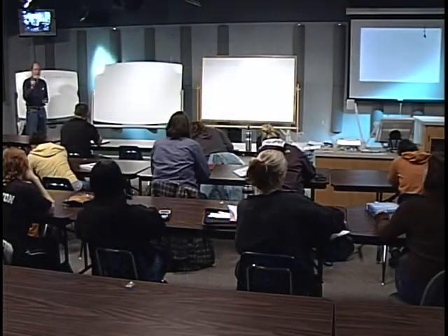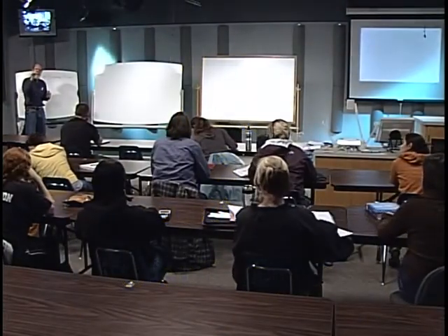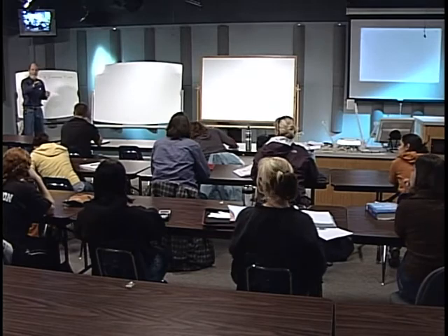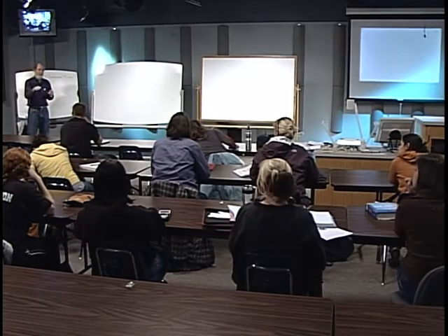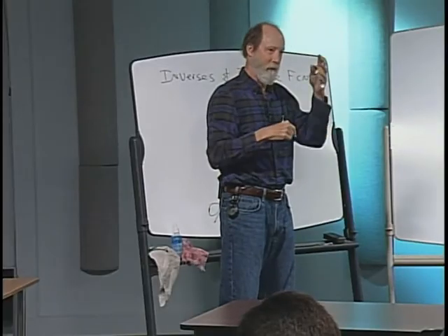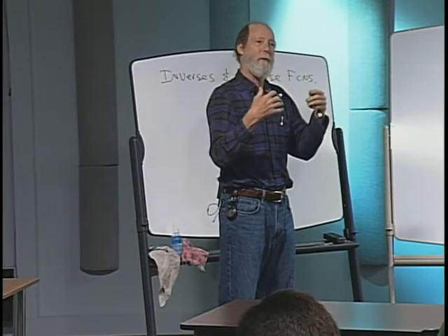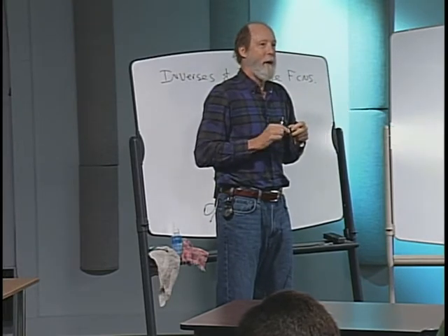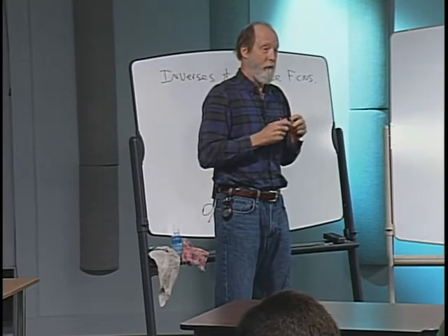Okay, the previous class session we talked about, let's see, what did we talk about? Rational functions with oblique asymptotes and horizontal asymptotes and vertical asymptotes, zeros, and end behavior kind of issues.